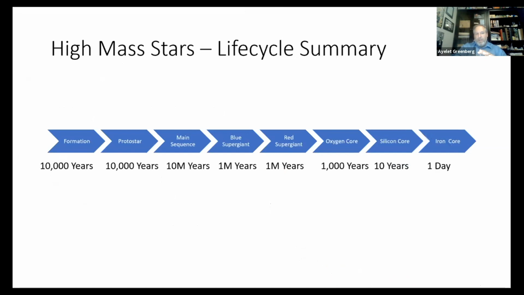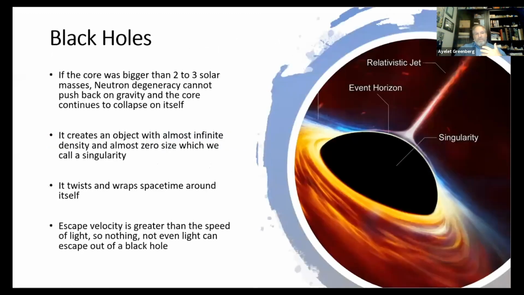But to quickly recap the life cycle of high mass stars, we have a very fast formation period. Instead of 100,000 years, it might be only 10,000. It will be a protostar for about 10,000 years, not 30 million like a small star. It'll stay on the main sequence for 10 million years versus 10 billion. It'll be a blue giant for about 1 million years versus a red giant, which could be about 1 billion years. Then a red supergiant for another 1 million years. It'll be burning an oxygen core for about 1,000 years. The silicon core will build up over a decade, and then within 1 day, it will convert into an iron core. And that is the life cycle of large stars.